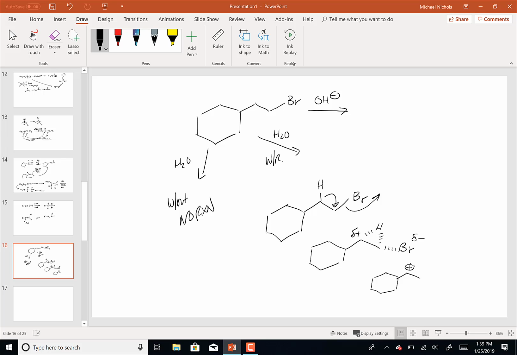So if water was to react with that molecule, it would have to do a rearrangement, because water's not strong enough to kick off a leaving group. Which is why if you want to replace the Br with the OH, you have to use OH minus. You have no choice.